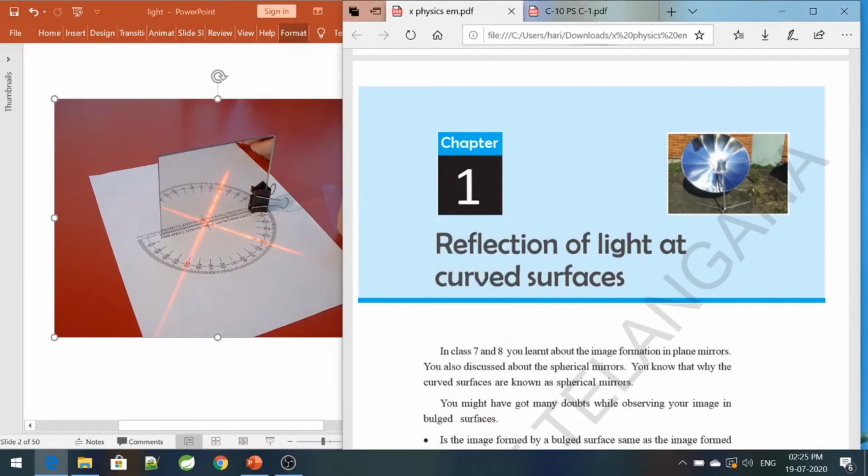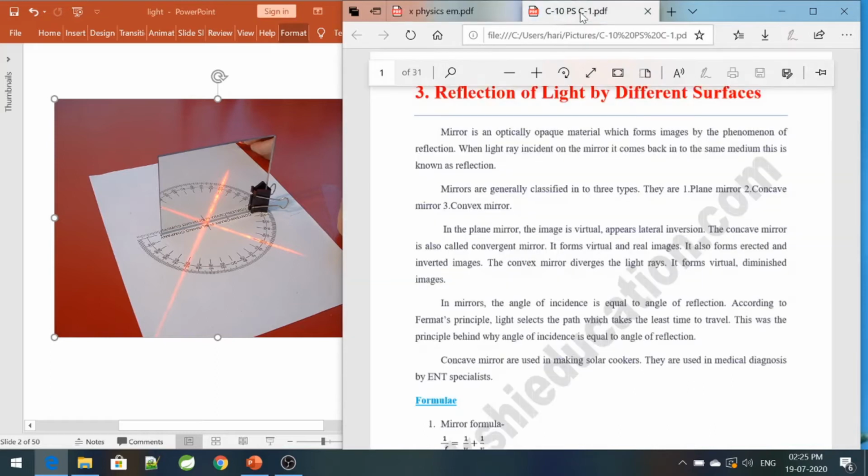This is chapter 1, reflection of light at curved surfaces. Reflection of light takes place on the mirrors. Let's see. A mirror is an optically opaque material which forms images by the phenomenon of reflection. When a light ray is incident on the mirror, it comes back in the same medium. This is known as reflection.